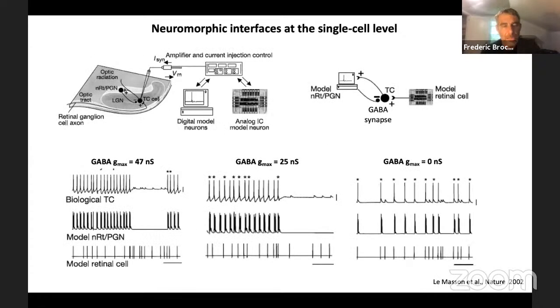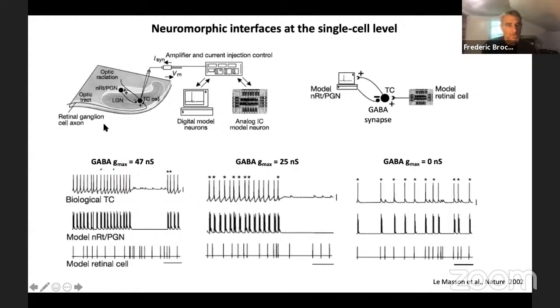Later on, they pushed the limit of the technique by using it in vitro with slices from the ferret, the visual cortex and the thalamus of the ferrets. Here the TC are the thalamocortical cells. The same principles apply: you use one single electrode to record the voltage and mimic GABA synapses here. You have a schematic representation of the system.